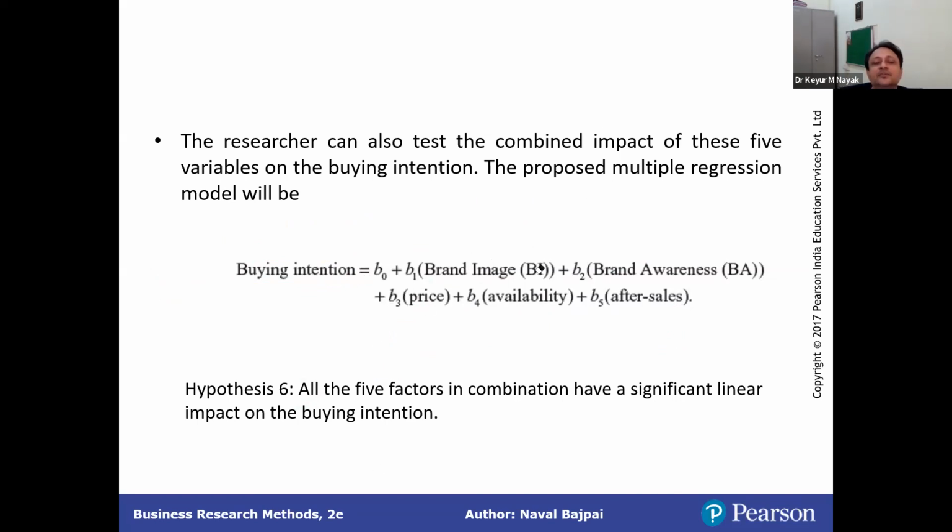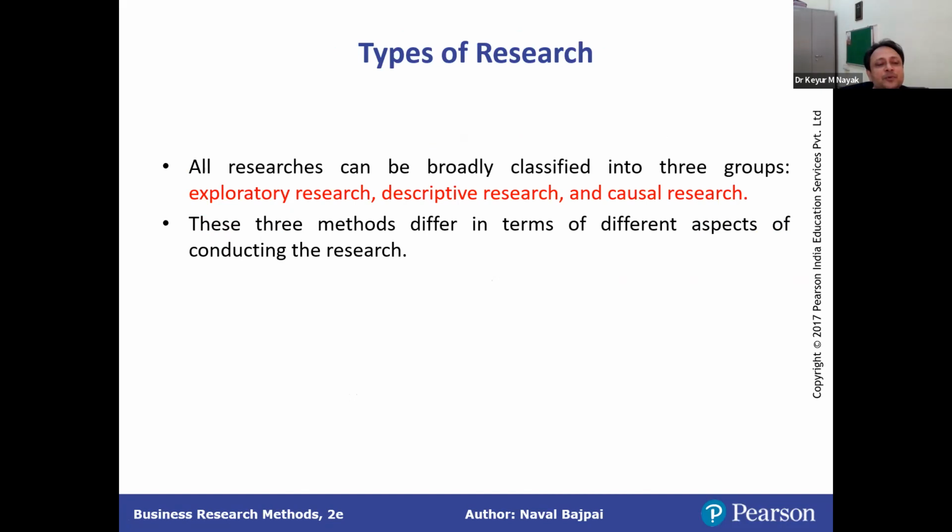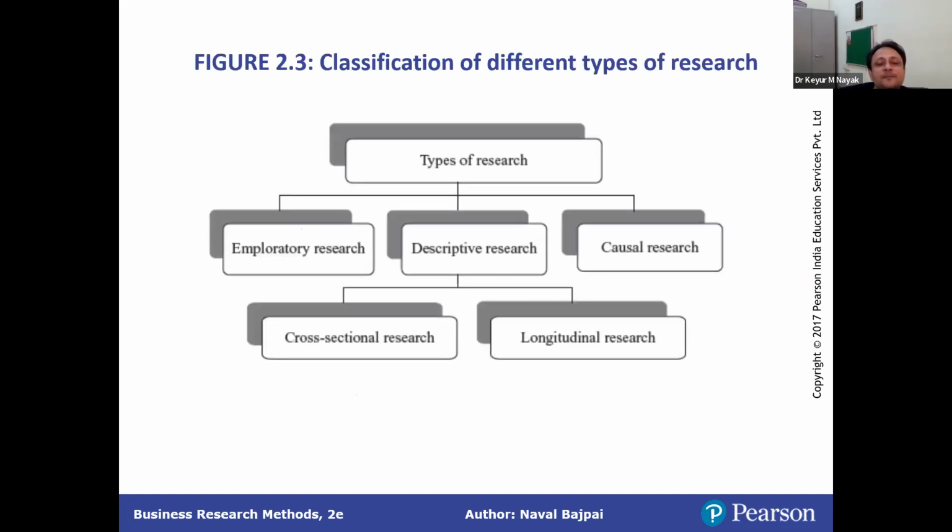Look at the 6th hypothesis. All the 5 factors in combination have a significant linear impact on the buying intention. Together, this could be the 6th type of data. What kind of data? It could be nominal data, ordinal data, ratio, or interval scale. So the types of research are exploratory, descriptive, and causal research. These 3 methods differ in terms of different aspects of conducting the research.